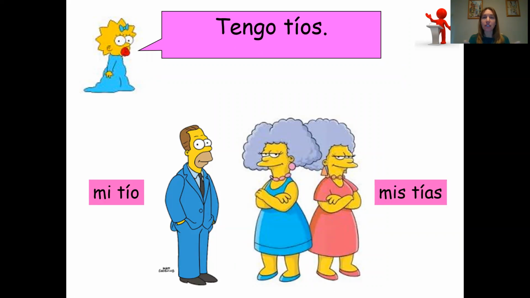Tengo tíos. So in Spanish, when you see the tíos together, it means aunts and uncles. Pero cuidado, because on its own, it does also mean just uncles. So you have to understand in Spanish by the context.